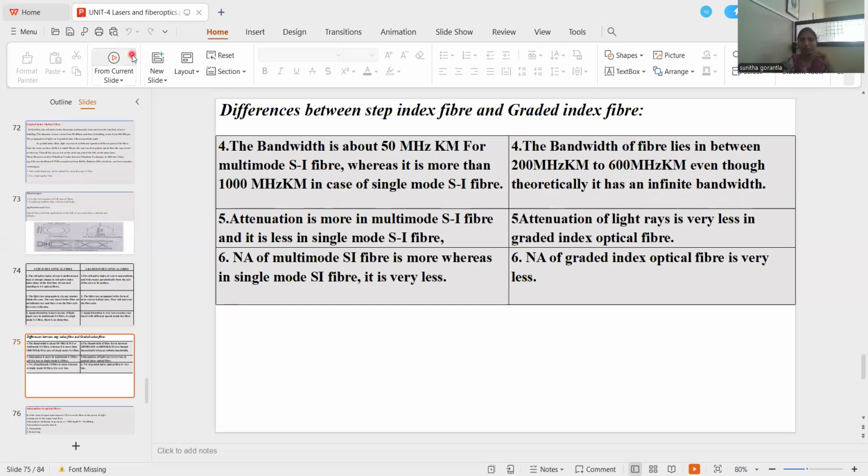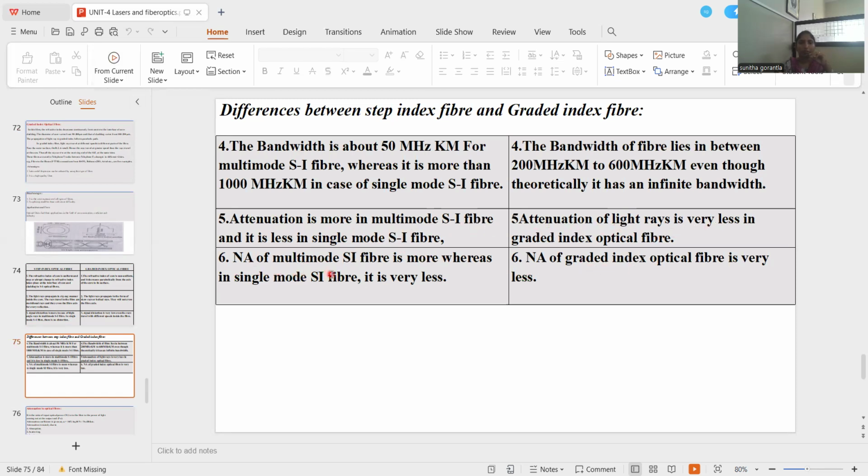So graded index optical fibers have high bandwidth. Attenuation is more in the multimode step index optical fiber and it is less in the single mode step index optical fiber. Attenuation means loss. Now in the graded index optical fiber, attenuation of light rays is very less.